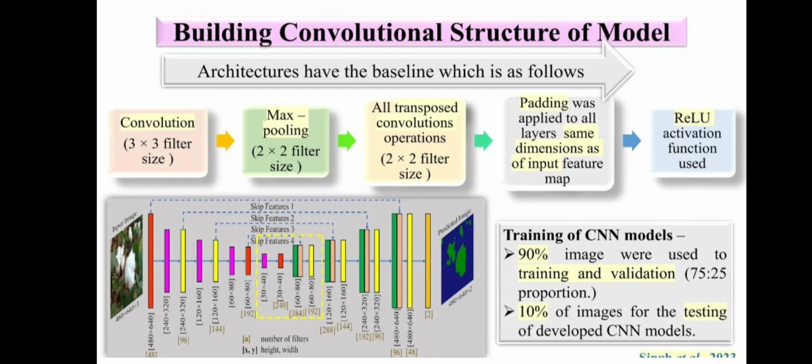So the first thing is the input layer, second is the convolutional layer, then the activation function, then the pooling layer, then the fully connected layer, and our output is the output layer. So convolution, max pooling, and transpose convolution operations, padding was applied to all layers, same dimensions as of input features. The ReLU activation function is used. Then training of the CNN model, in which 90% of images were used for training and validation, and the 10% of images for the testing of developed CNN models.